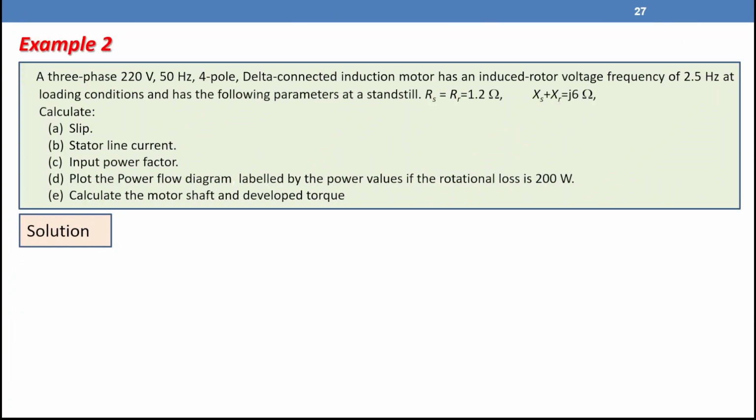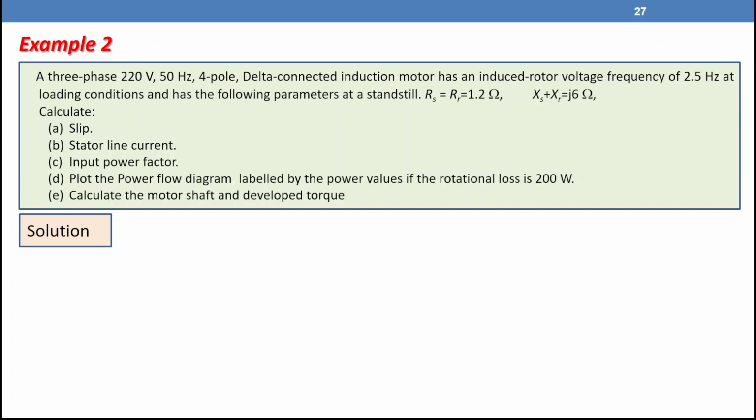Example number 2. A three-phase 220 volt, 50 Hz, four-pole, delta connected induction motor has an induced rotor voltage frequency of 2.5 Hz at loading conditions and has the following parameters at standstill. R stator equals R rotor equals 1.2 ohm, X stator plus X rotor equals j6 ohm. So we need to calculate the slip, stator line current, and input power factor. We need to plot the power flow diagram labeled by the power values if the rotational loss is 200 watts, and we need to calculate the motor shaft and the developed torque.